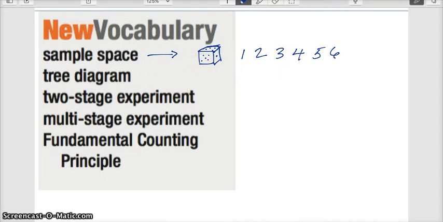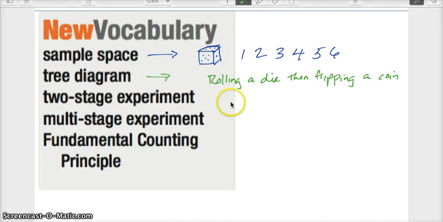One really good way to organize a situation like that, when we have several different things happening, is a tree diagram. So for instance, I could talk about each student will roll a die, and then after that, depending on their number, they will choose from a deck of cards that are either red or blue. I don't know, something like that. And so what would a tree diagram look like if somebody is rolling a die and then flipping a coin?